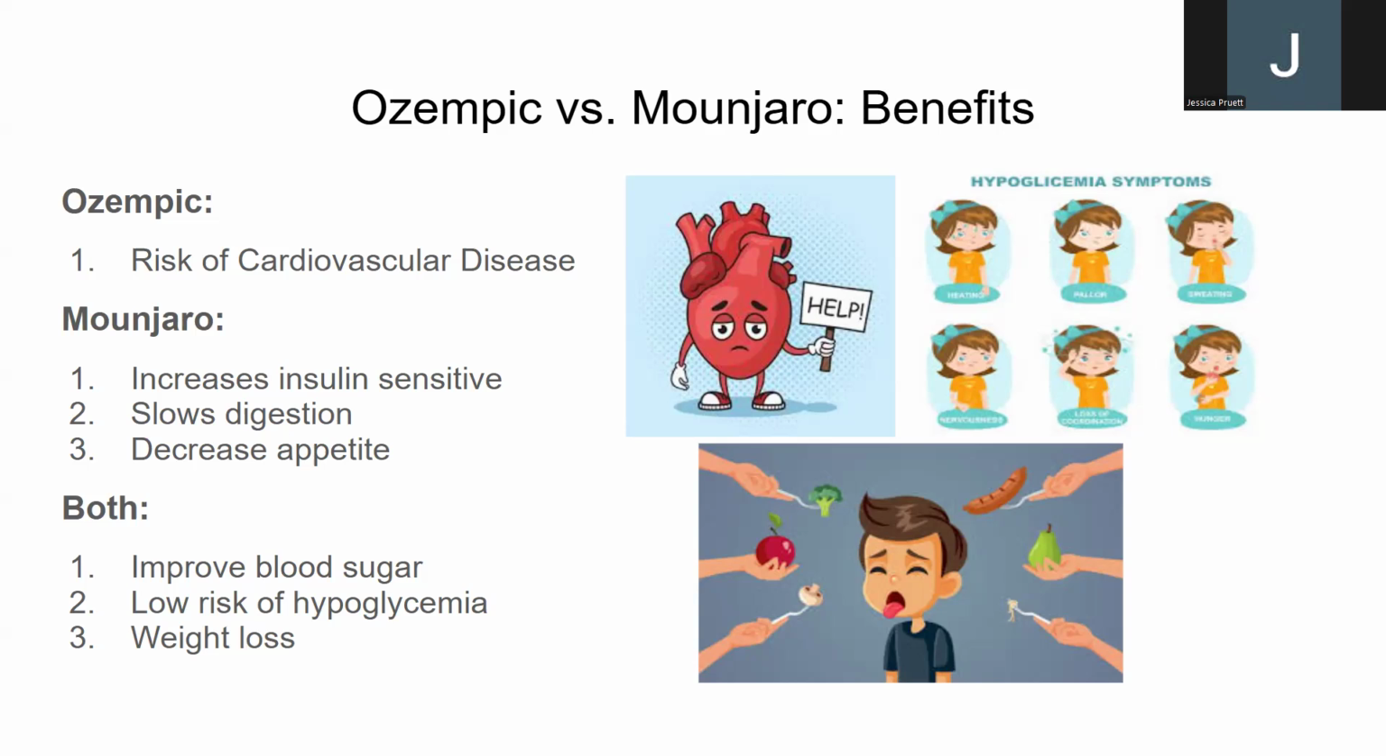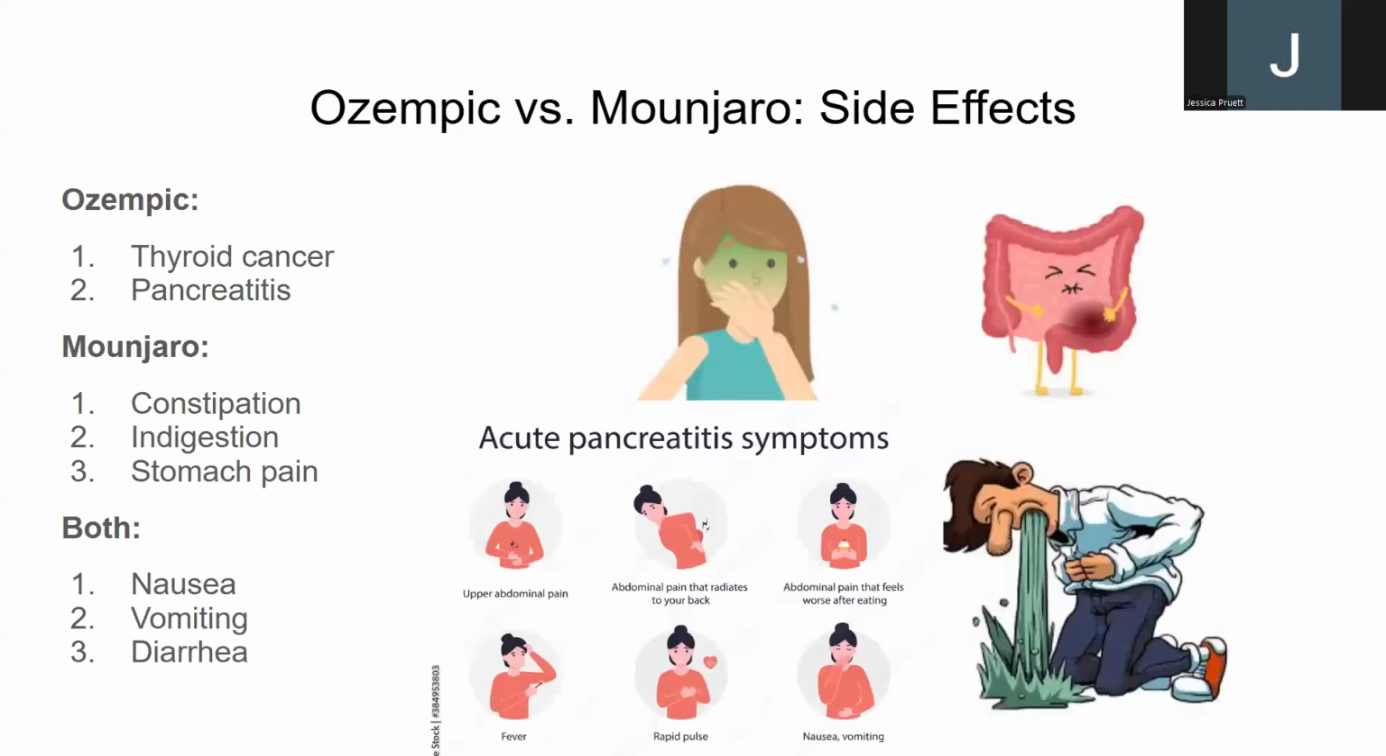Mounjaro also slows digestion and decreases appetite. Mounjaro does slow digestion, which makes you feel full for longer, which therefore makes you not want to eat. The side effects of Ozempic and Mounjaro are similar and different. The similar side effects are nausea, vomiting, and diarrhea. These are on the lower end of the side effects. However, it is important to know that every individual may have these to a different extent.